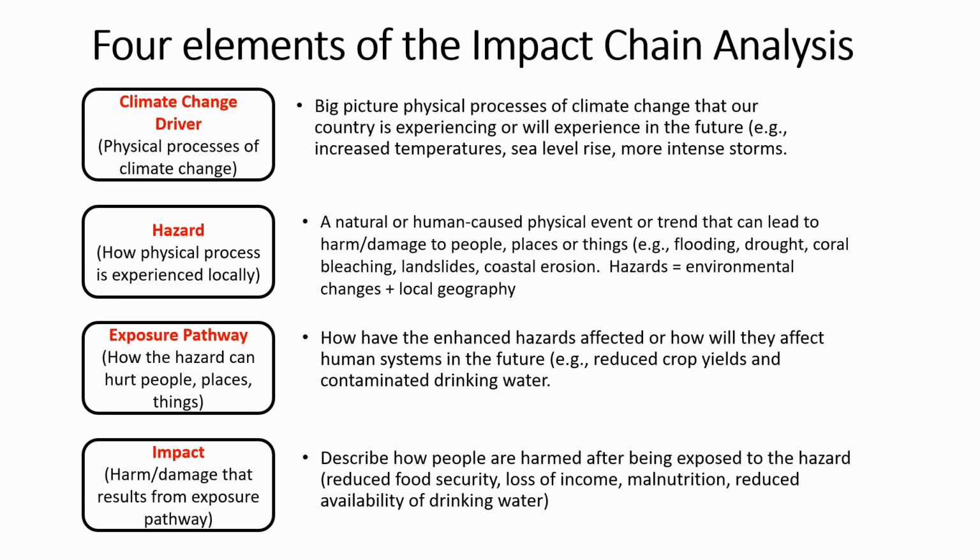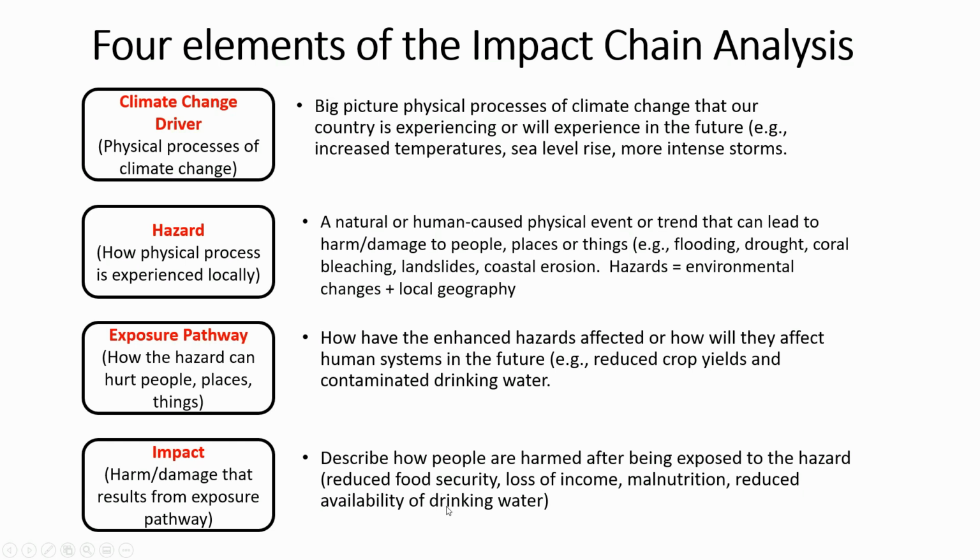But what I'd like to call your attention to here is each of these example impacts. Reduced food security doesn't necessarily have to be caused by climate change, right? It can be caused by a number of different factors. It can be caused by soil depletion. It can be caused by market issues, by economic issues. It can be caused by all sorts of things that are not related to climate change. The same thing with loss of income. Loss of income could be driven by many, many non-climate factors, as can malnutrition or reduced availability of drinking water.